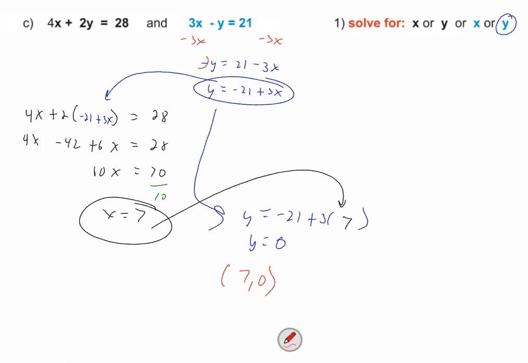Who can tell me the wording for the type of solution we have? Anybody have it yet? Raquel? It is consistent and independent. Whenever you get a point of intersection, consistent and independent. If it was parallel lines, there would be no solution. Therefore, it would be inconsistent. If they were the same line, we would have an infinite number of points along the line, and it would be consistent and dependent. All right, very good.